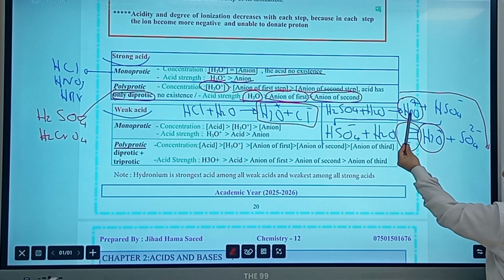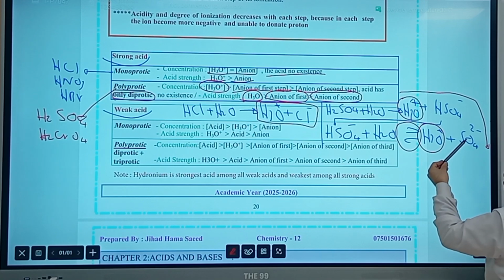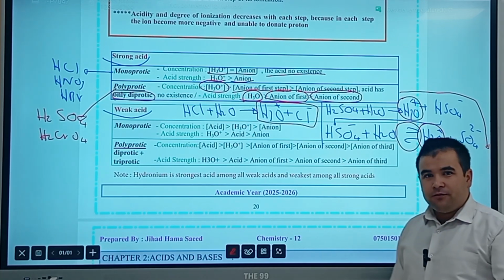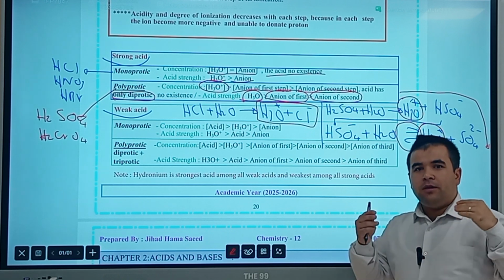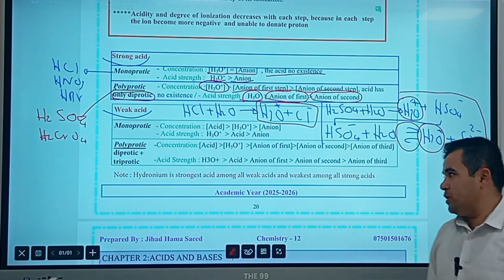So the hydronium, anion of first, anion of second, is the sequence of both acidity and concentration. A hydronium has the highest concentration and is the most acidic. Sulfate has the least concentration and is the most alkaline. As the negative charge increases, the species becomes more alkaline.